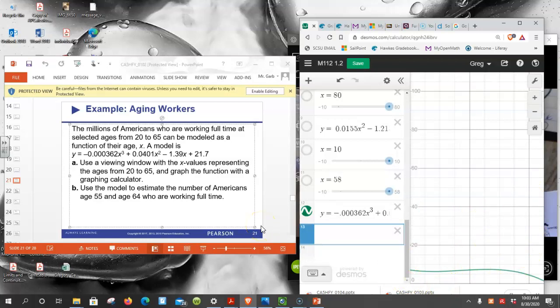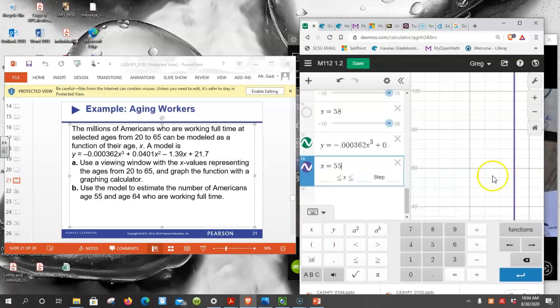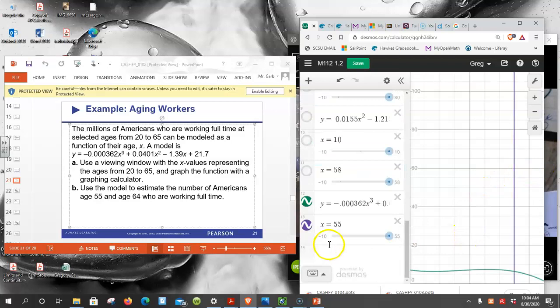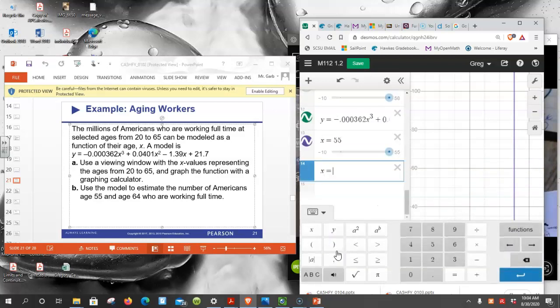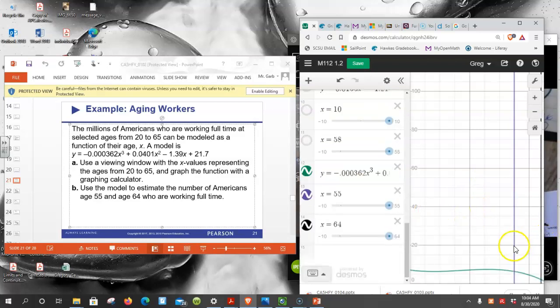And I want to use this model to estimate the number of Americans between the age of 55 and 64 who are working full time. Okay, so 55 and 64. So that's our input, that's our independent variable. So we're going to go x equals 55, and there's an intersection that's created there, and we use that intersection to figure out the number of people that age who are working. So at 55 years old, we click there and we say, oh, about 6.325.